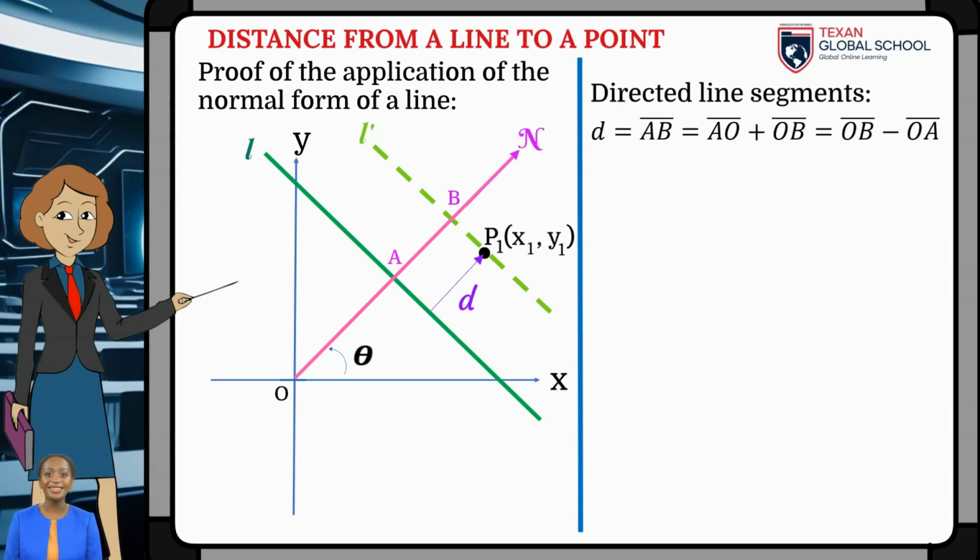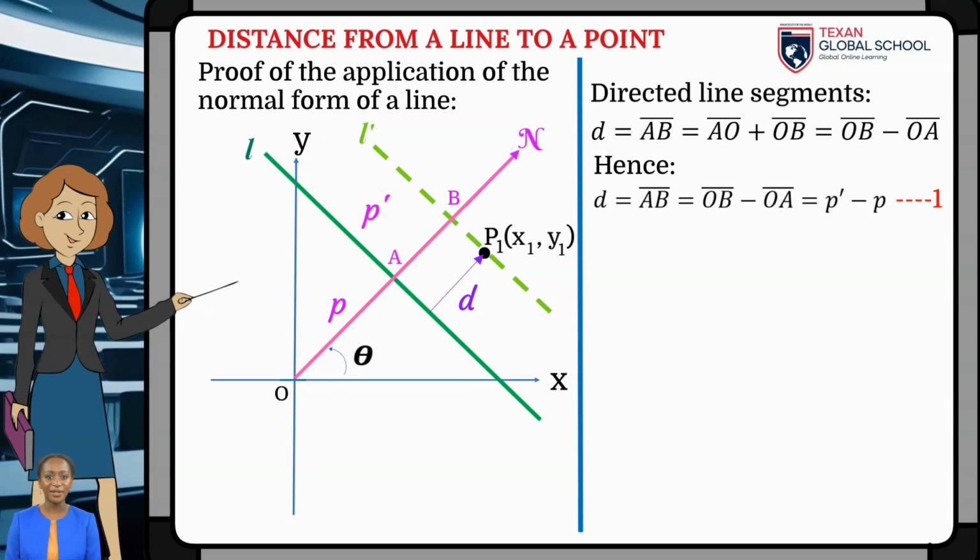Then, the distance d is the directed segment AB, which can be obtained by subtracting the segments OB minus OA, which are also the distances P' and P of the normal form of a line. Since in the previous class, P was defined as the length of the segment from the origin.